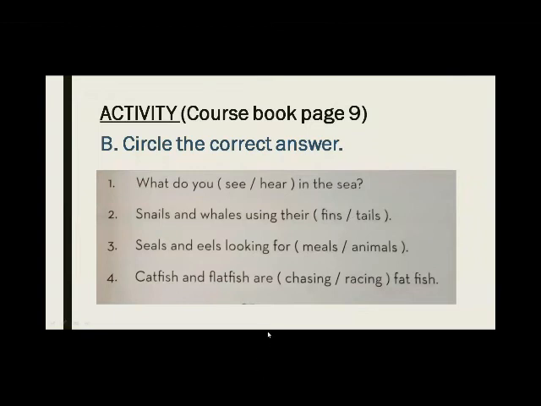Circle the correct answer. Okay, what do you see here in the sea? Can you answer me? Do you know the answer to this question? Whenever you go in the sea, what do you see? Or here? Can you see here? No. You can see many animals. You can see the water. You can see the weather, clouds, when you go to the sea.